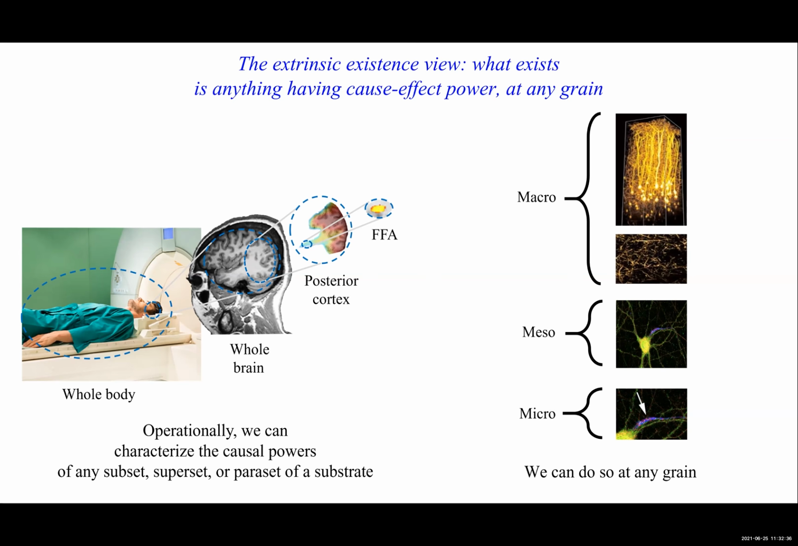Otherwise, if you cannot prove that a Higgs boson takes and makes a difference, your colleagues will not believe it truly exists. But that's the extrinsic view. And this can be applied to anything that takes and makes a difference. In the case of the brain, it's easy. You can ask the body plus our tools, for people who think about extended cognition. You can talk about the entire brain or just the cortex or just the posterior cortex, as I say here, or just one area.